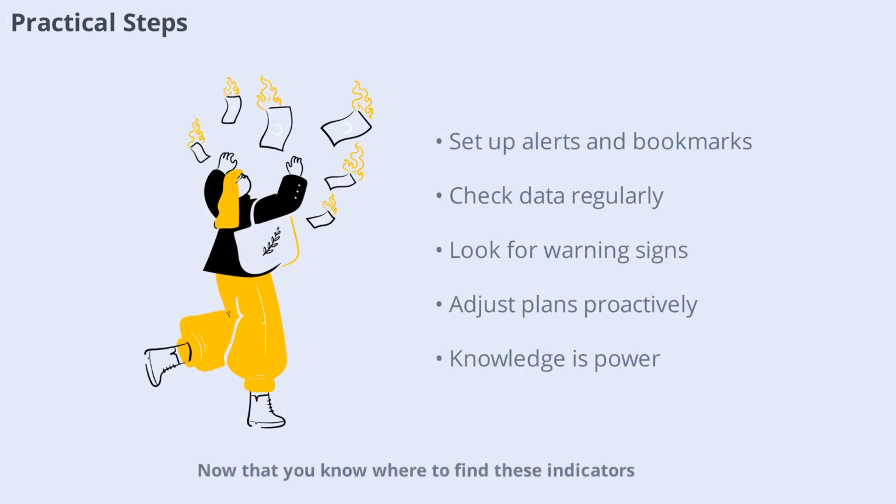Now that you know where to find these indicators, it's time to put your knowledge into action. Set up alerts or bookmarks for the relevant websites. Check the data regularly and look for changes or trends. If you notice warning signs, consider adjusting your financial plans or investments. By staying proactive, you can protect yourself from economic downturns and make smarter decisions. Knowledge is power, and these indicators give you a valuable edge.